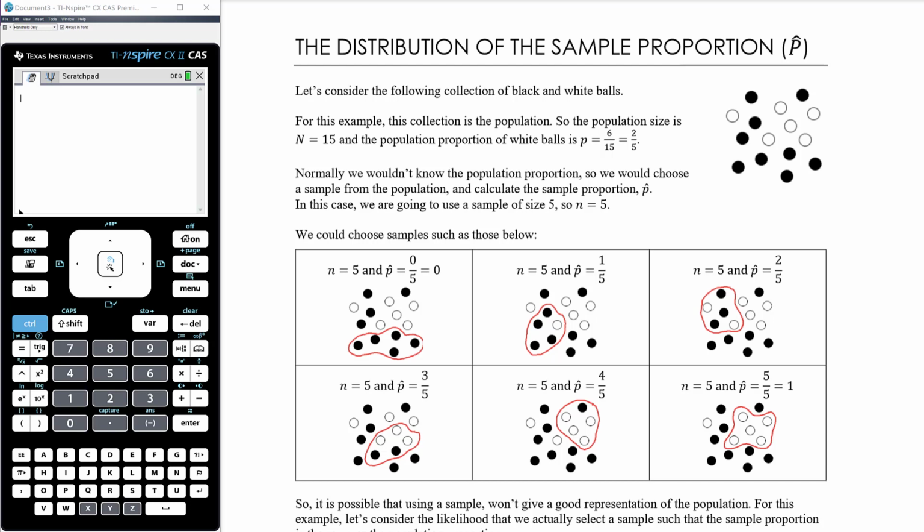Normally we wouldn't know the population proportion, and so what we would be doing is choosing a sample from the population and calculating the sample proportion. In this case, we're going to look at a sample of size 5, so lowercase n is 5.